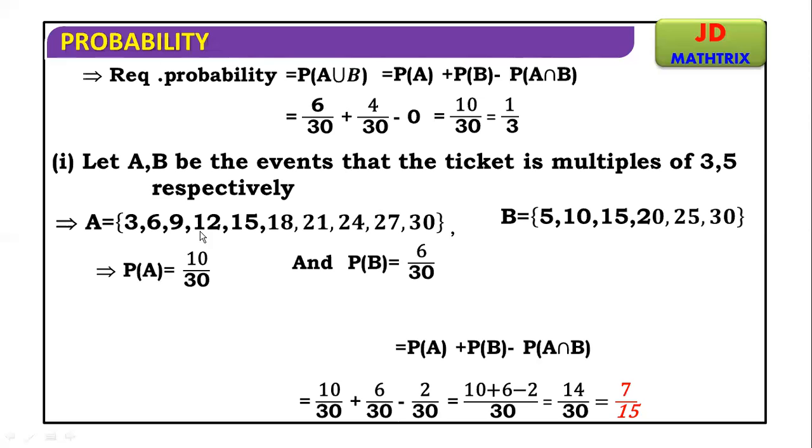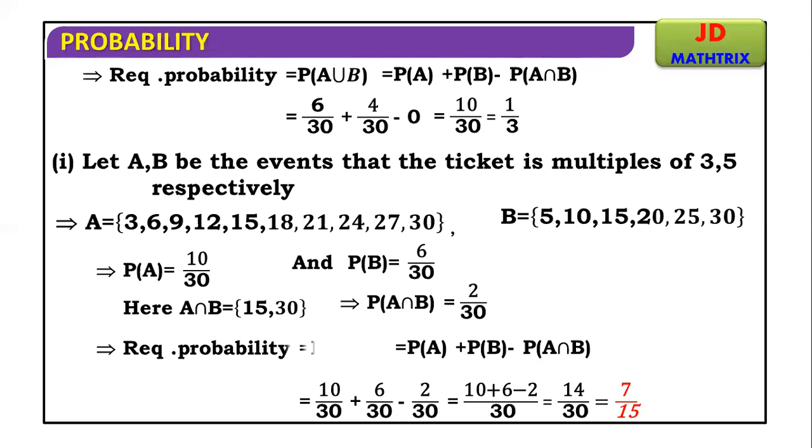Again, A intersection B. Here A intersection B will exist. That means the common elements for these two sets are 15 and 30. Here A intersection B is equal to a set of elements 15 and 30. So that is P of A intersection B is equal to 2 by 30.